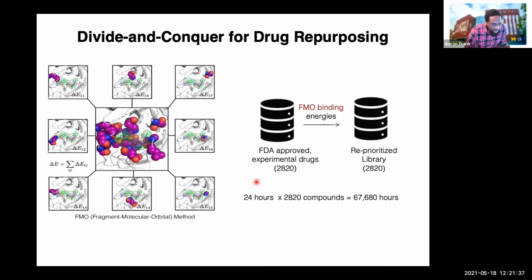Most of the calculations take around 24 hours, right? At maximum, they take 24 hours. And we had a library that contained about 2,820 compounds. So this would require about 67,000 computing hours if you naively just ran them one after the other. It is just meant to give you a scale of the challenge, the computational resources that are required.